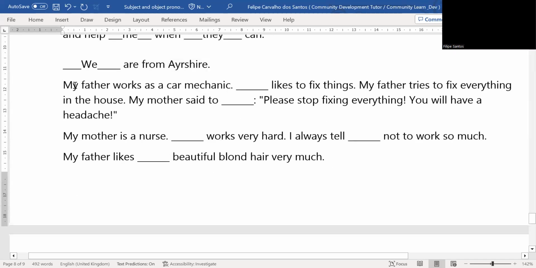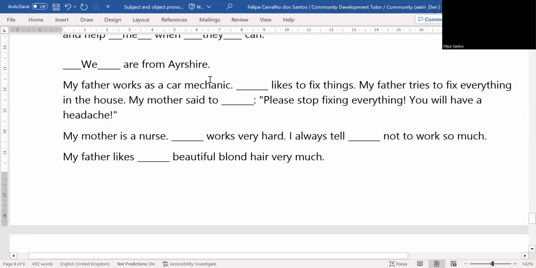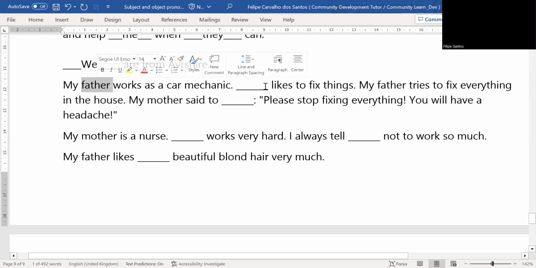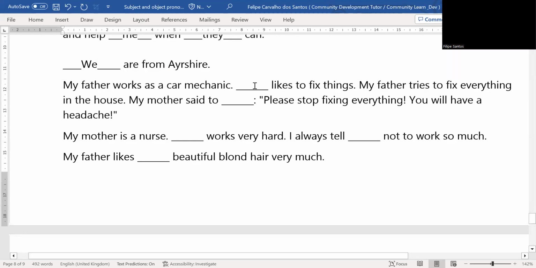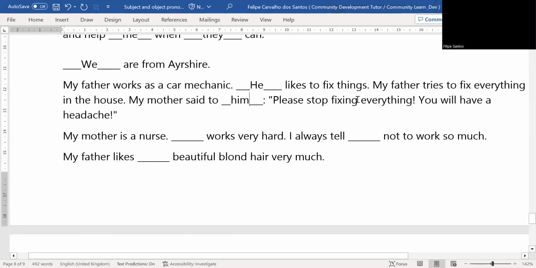Have a look at that one. Try it first by yourself, okay? My father works as a car mechanic. So my father. So what subject do we write there? He. He likes to fix things. My father tries to fix everything in the house. My mother said to my father. So what do I write here? Him. My mother said to him, please stop fixing everything. You will have a headache.